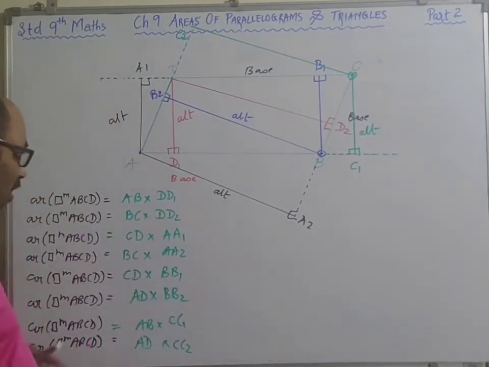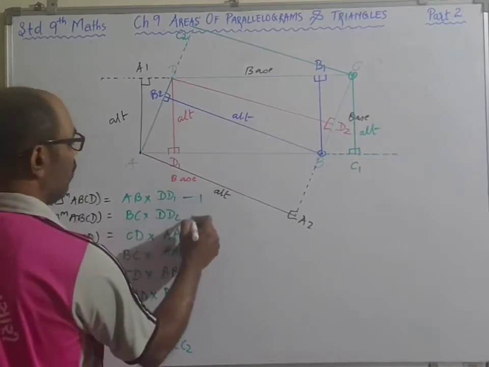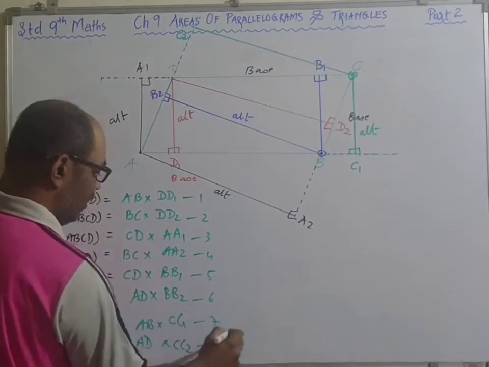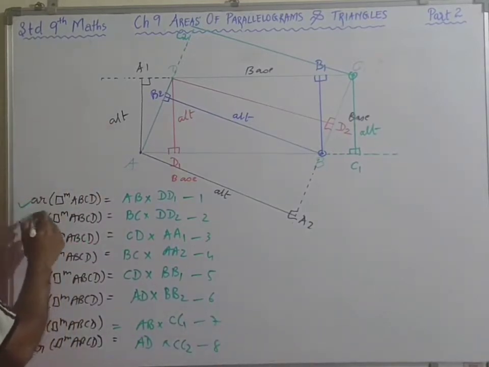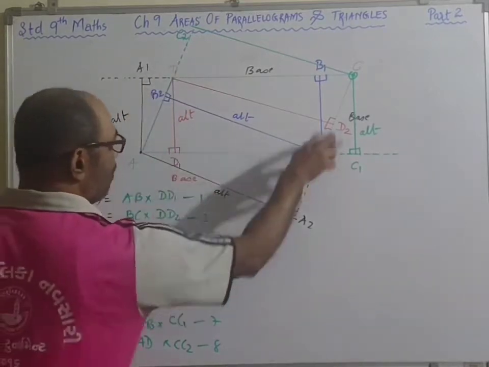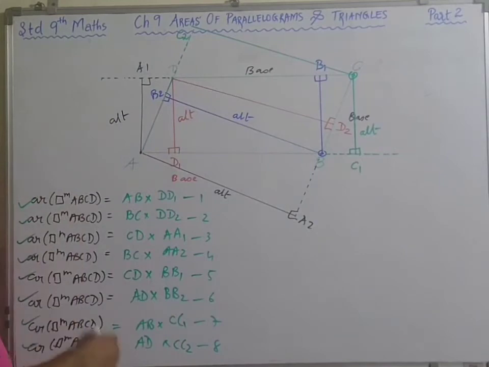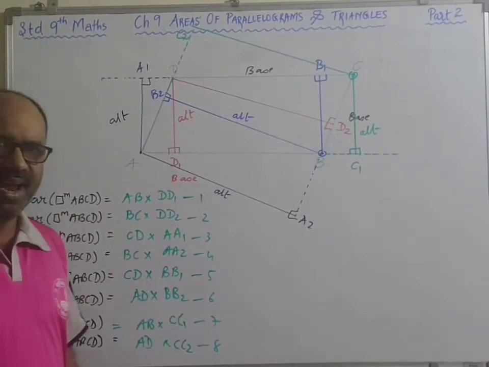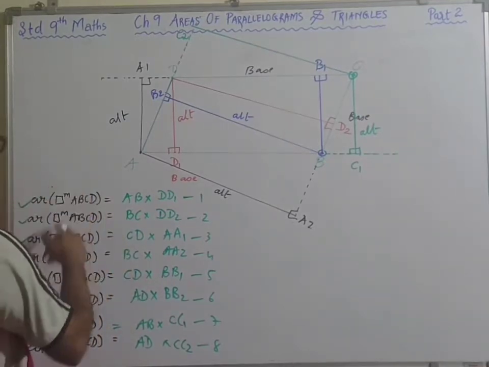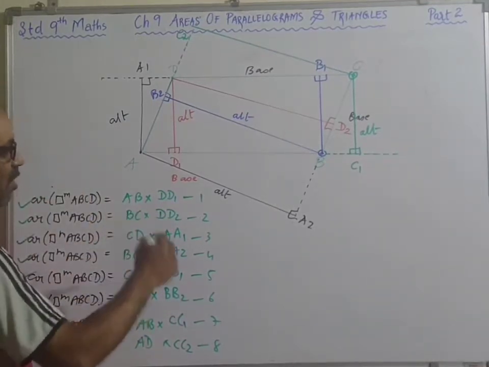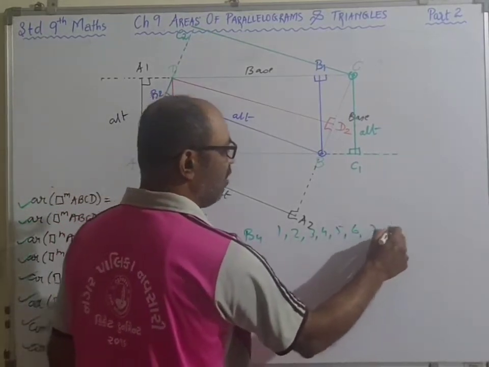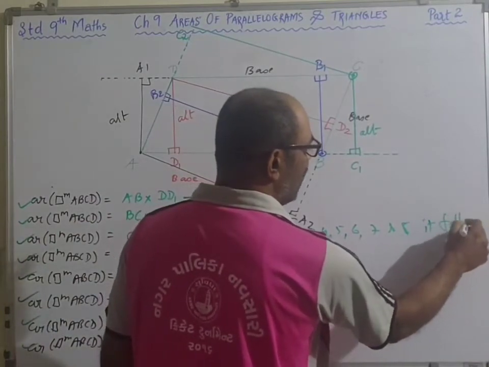Alright children. So from every vertex you can drop two altitudes to the opposite sides. Correct? So we got 8 formulas. This is 1, 2, 3, 4, 5, 6, 7, 8. Now this is the area of the same parallelogram. The green quadrilateral ABCD, the parallelogram, its area you can represent in 8 different ways. So what can you say children? Right hand sides are equal, so left hand sides are also equal. So by 1, 2, 3, 4, 5, 6, 7 and 8, it follows that.